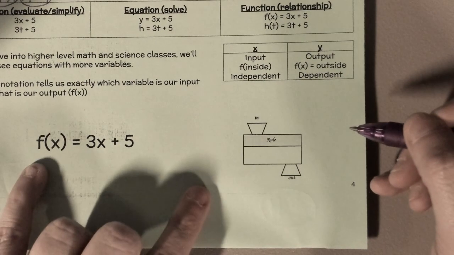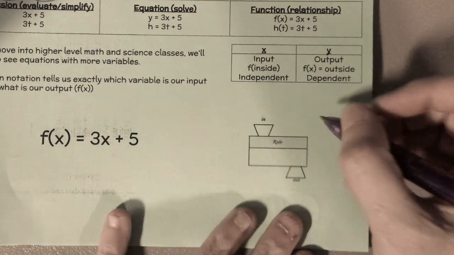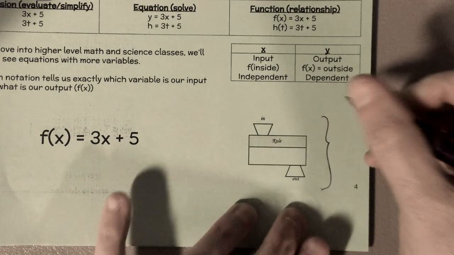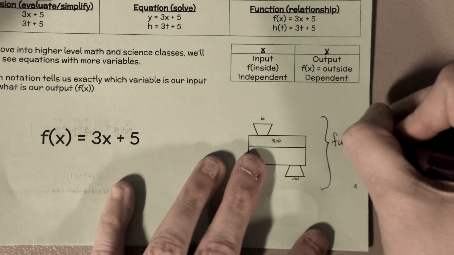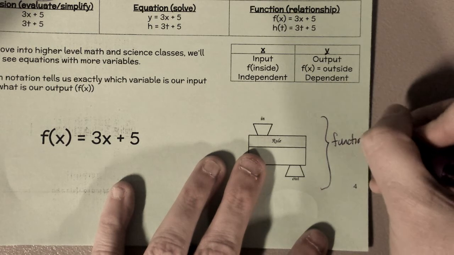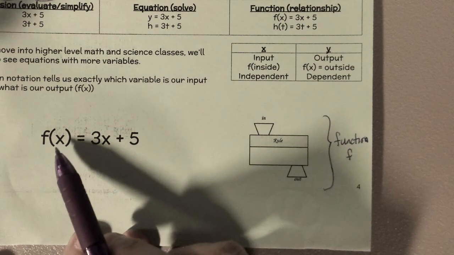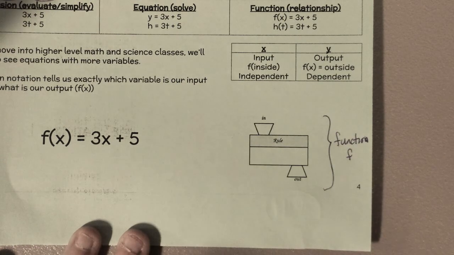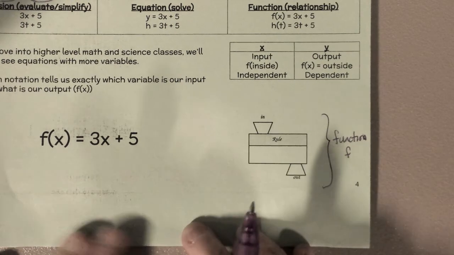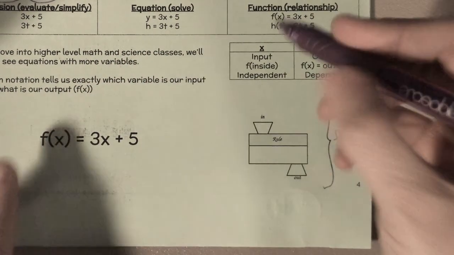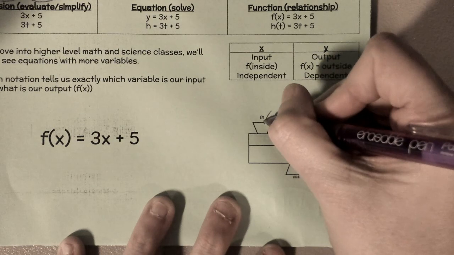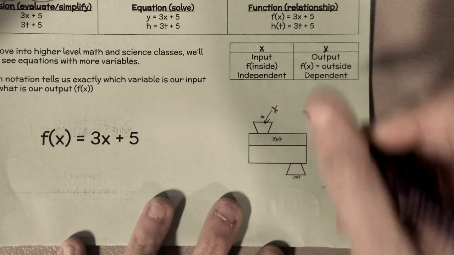First of all, what f of x tells me is that this whole function is called f. Okay, so the name of this function is f. That's the name of the function. Now, with what's inside the parentheses, this x here, it's telling me that x is my input. So that means I'm going to put x's into this machine.